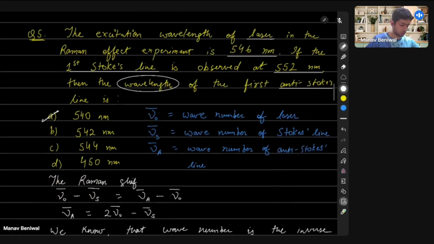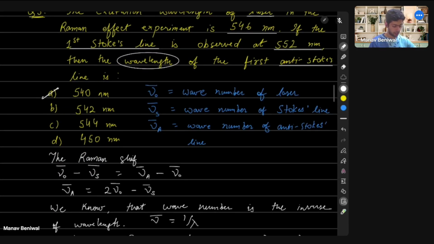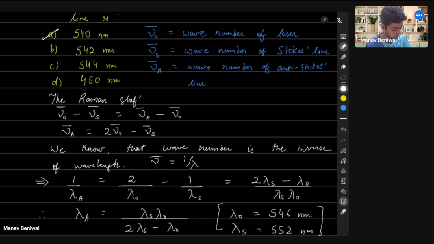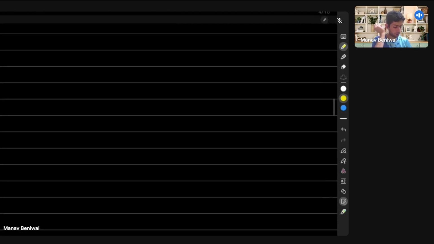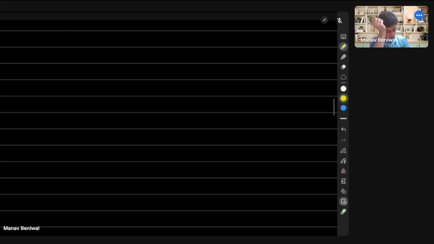So this was our fifth question, which basically relied on this one concept of Raman shift. The Raman shift remains the same for the first Stokes line and for the first anti-Stokes line. So let's solve one more problem based on this Raman shift. That will be question number 6, I guess.